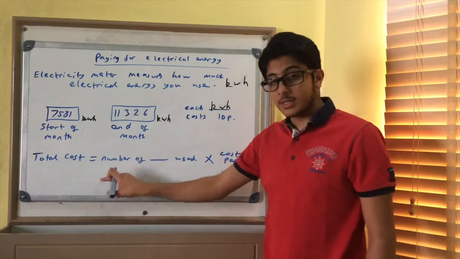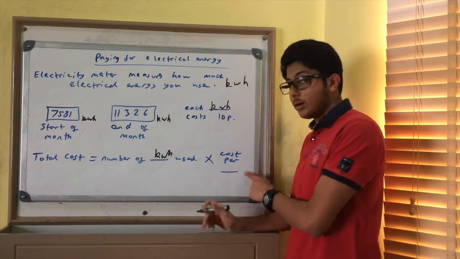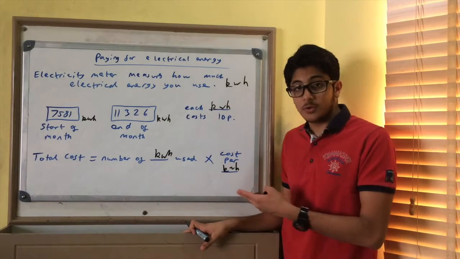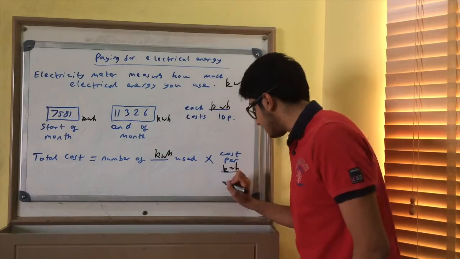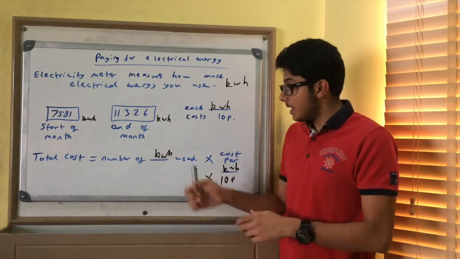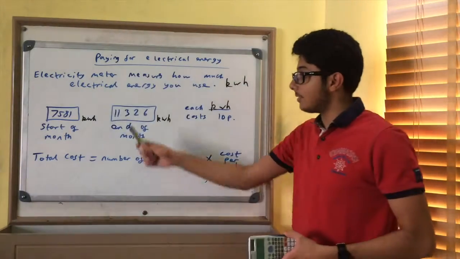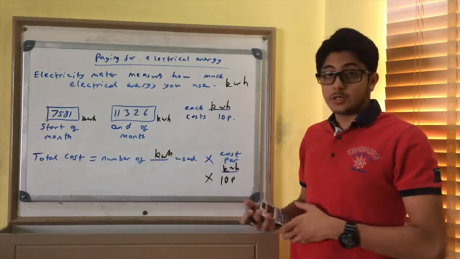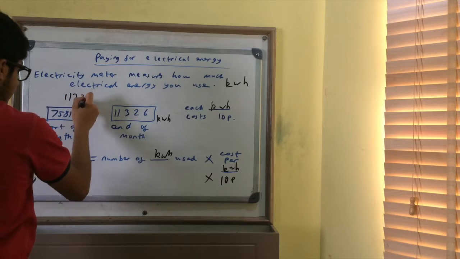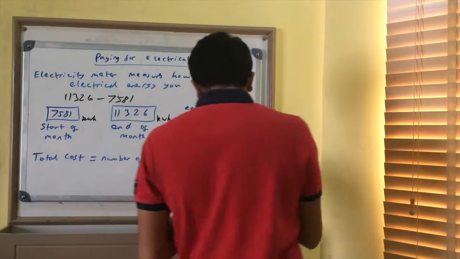Well, total cost is number of kilowatt hours multiplied by the cost per kilowatt hour. We know the cost per kilowatt hour, it's 10 pence. What we have to figure out is the number of kilowatt hours used for 1 month. Here we have the start of the month and the end of the month. So what we do is a simple subtraction. Put that into your calculator because I hate mental maths.